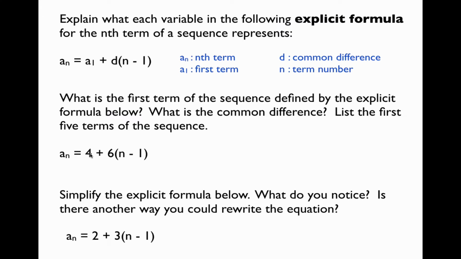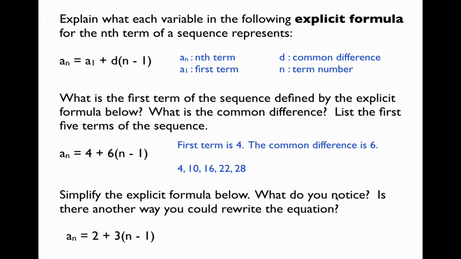What is the common difference? Well, the common difference would be what n minus 1 is being multiplied by, so that would be 6. And if I wanted to list the first 5 terms of the sequence, I could start at 4 and then repeatedly add 6, or I could plug in 1, 2, 3, 4, and 5, and whatever a sub n would be are our first 5 terms. And so there we go. The first term is 4, the common difference is 6, and the first 5 terms are 4, 10, 16, 22, and 28.